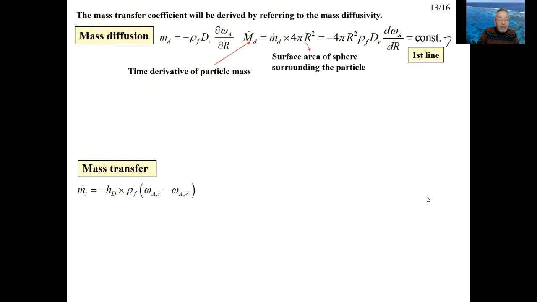Multiplying the small m_d dot by the area of the sphere surrounding the particle gives the total quantity of substance flow per time. The total quantity per time is constant, as shown on the first line. Please note the symbol large R is the radial distance from the sphere to the fluid space. Rewriting the equation on the first line, it becomes a differential equation with the mass fraction of species A, as shown on the second line.